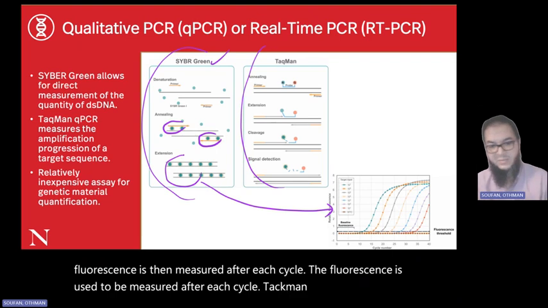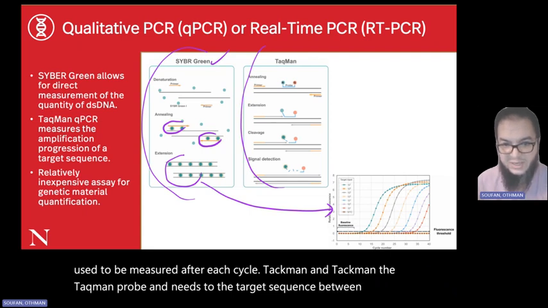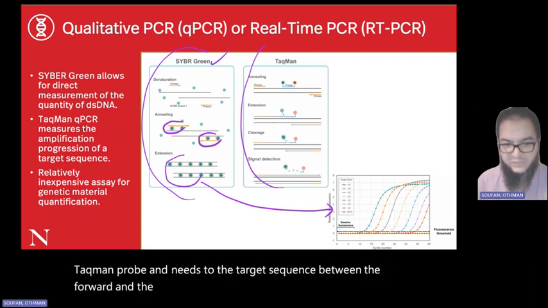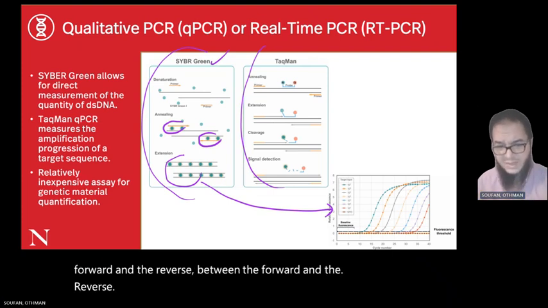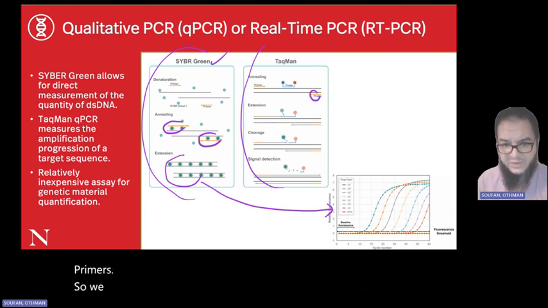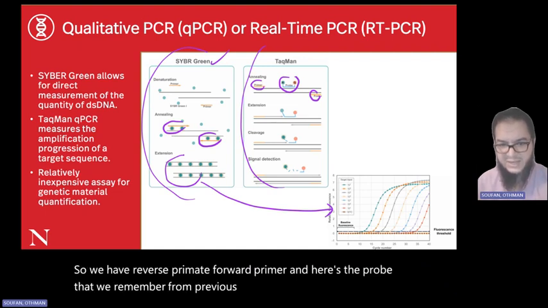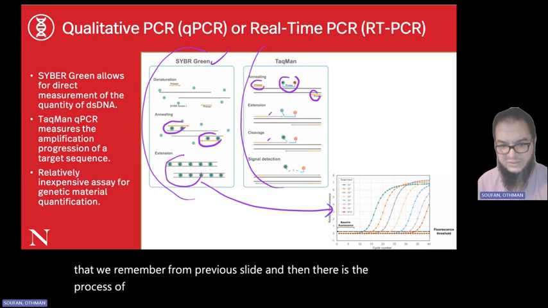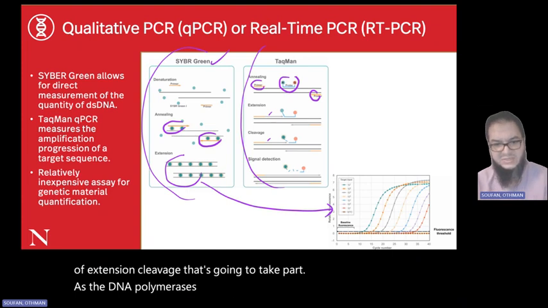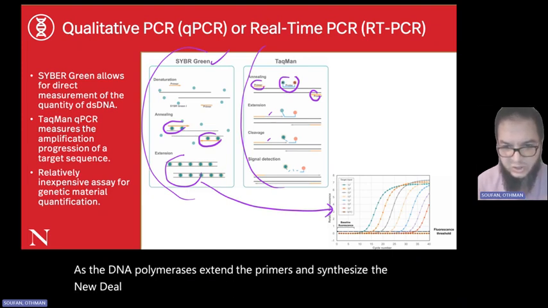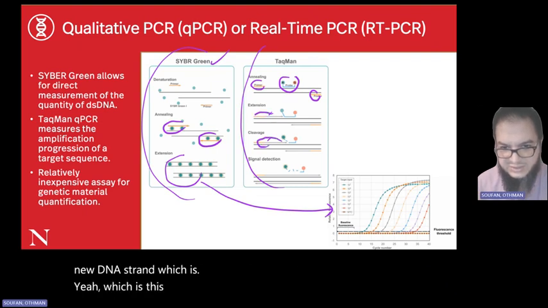In TaqMan, the TaqMan probe binds to the target sequence between the forward and the reverse primers. So we have the reverse primer, the forward primer, and here's the probe that we remember from the previous slide. And then there's a process of extension and cleavage that takes part as the DNA polymerase extends the primers and synthesizes the new DNA strand, which is this area.